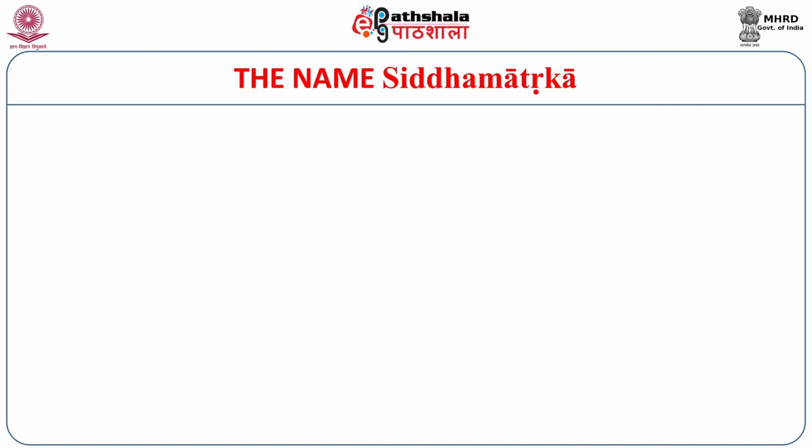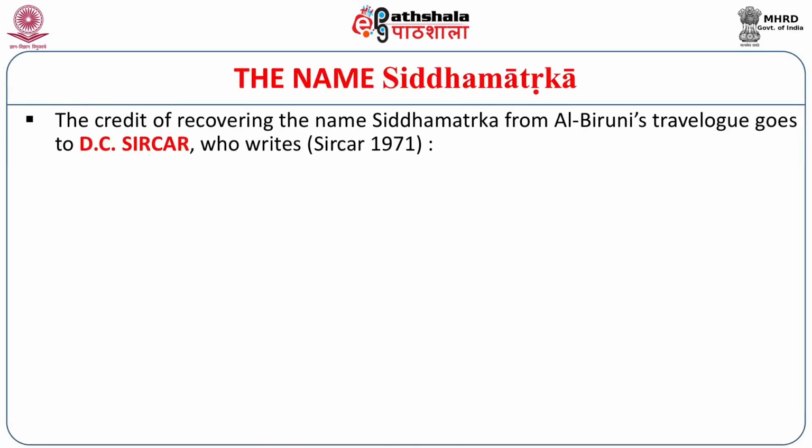The name Siddhamatrika, as recorded by al-Biruni, was first reconstructed by D.C. Sarkar categorically, although George Buhler had called the headmarks of these letters as Matrika, of course based on al-Biruni's account, but it was D.C. Sarkar who categorically suggested that al-Biruni was responsible for informing us about the names of the scripts, as we can see here in the quotation from D.C.